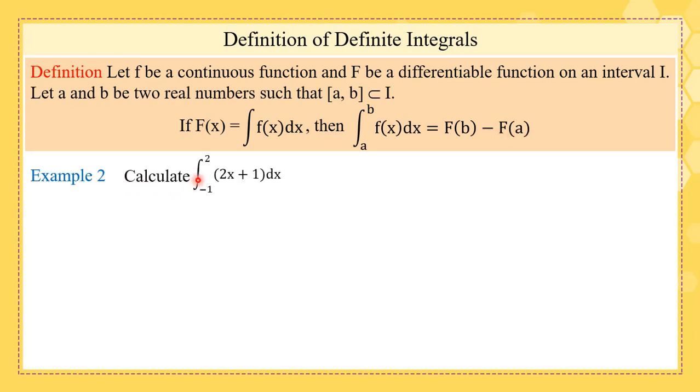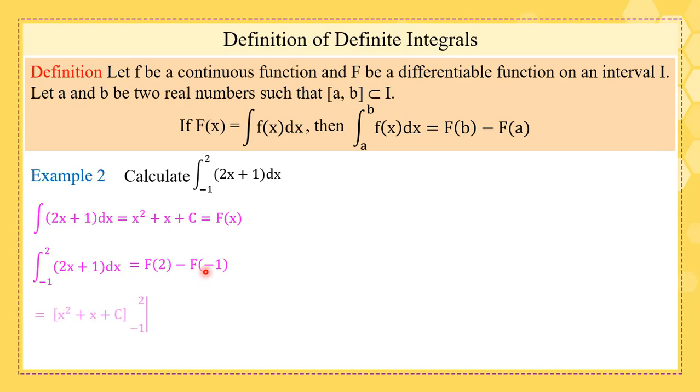Example: calculate integral minus 1 to 2 of 2x plus 1 dx. Now we want to find the integral of 2x plus 1 dx, which is equal x squared plus x plus c, equal capital F of x. Then the definite integral from minus 1 to 2 of 2x plus 1 dx is equal F of 2 minus F of minus 1.